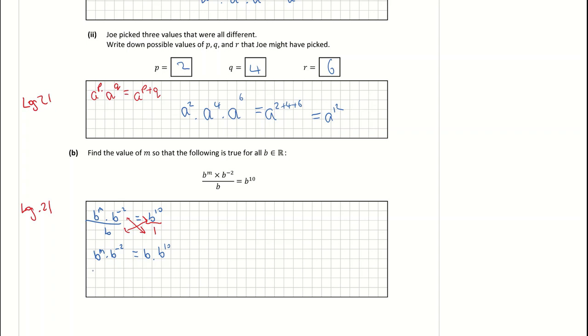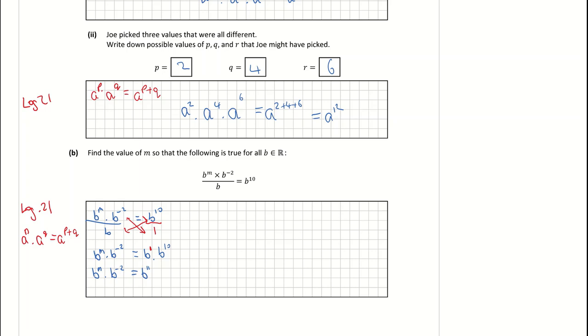So on the left here, I have b to the m times b to the minus 2 is equal to, now what I could do here is actually I could put a 1 on top of that b, it's to the power of 1. And using the top left hand log on page 21, a to the p times a to the q is equal to a to the p plus q. That's telling me then that my p is 1 and my q is 10. So adding them together, that's the same as b to the power of 11.